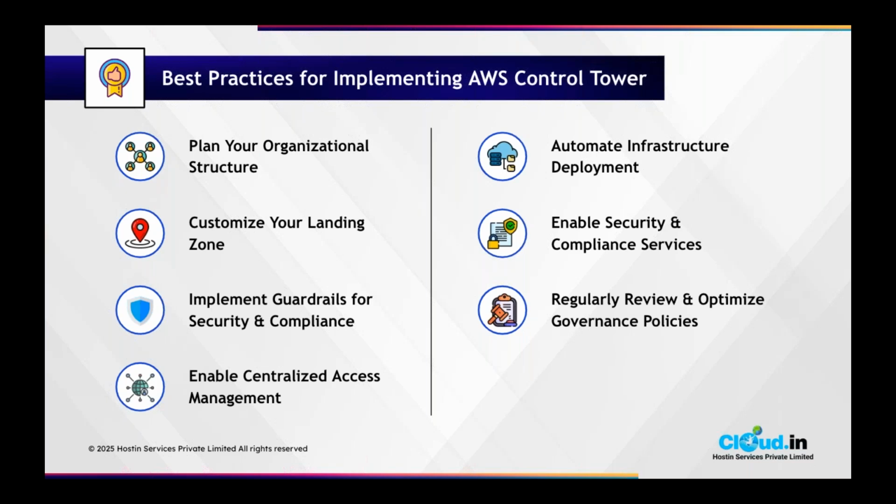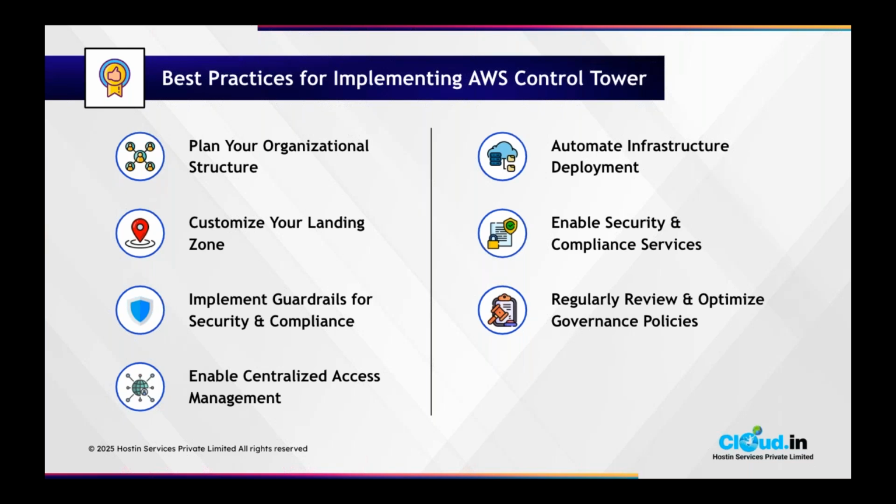Then the next is customize your landing zone. AWS Control Tower gives you a default landing zone, but don't just accept the defaults. Customize it to fit your organization's needs. For example, set up IAM roles, network configurations, security groups, and also some integration and encryption settings to align with your internal security policies.